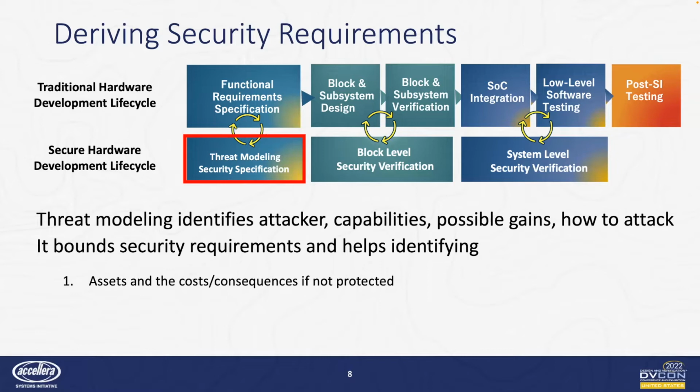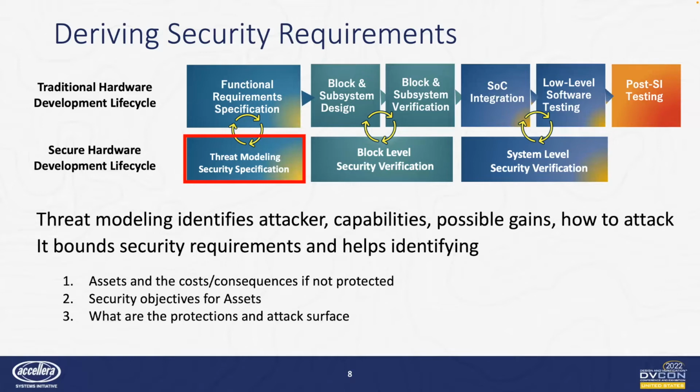Examples of assets in hardware designs include cryptographic keys, control and configuration registers, and memory storing code or user data. Examples of consequences are user personal data being accessed or an attacker taking control of a self-driving car. Second, what are the security objectives for each of the assets? And third, what are the protection mechanisms required? For example, an interconnect firewall to enforce access permissions, and what is the attack surface or boundary that needs to be protected? For example, a JTAG interface or an over-the-air update channel.